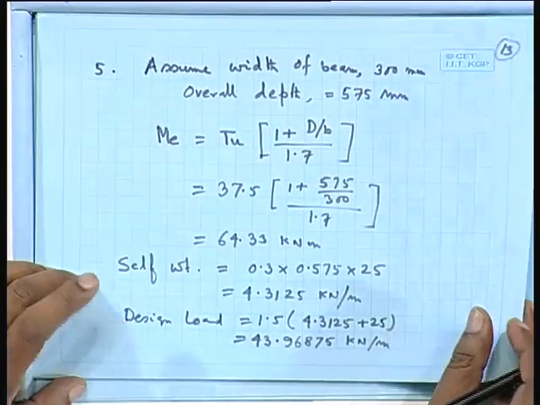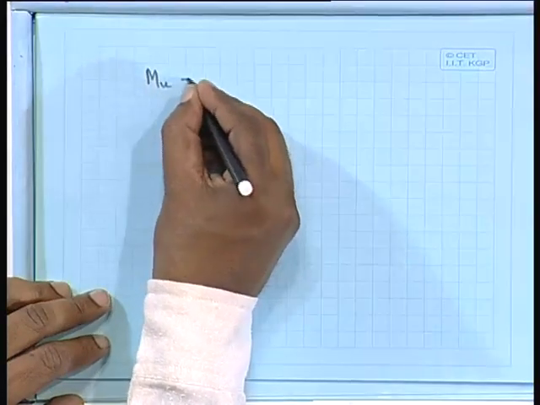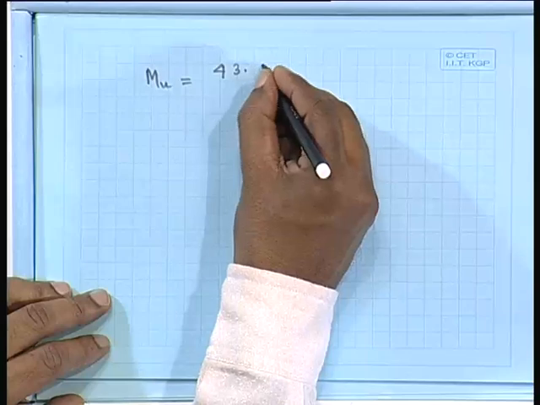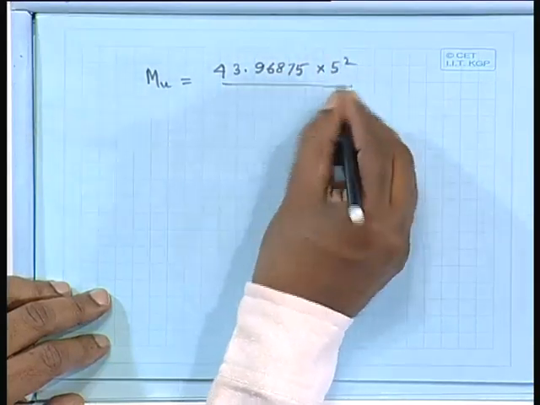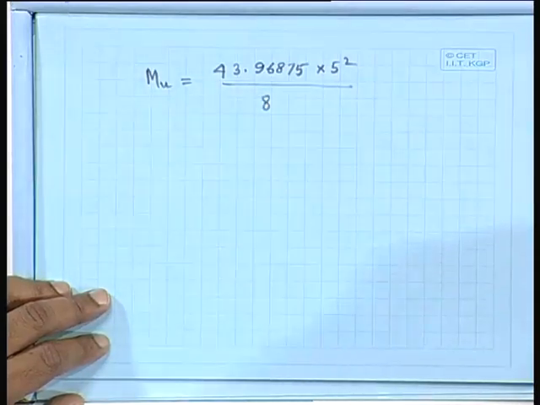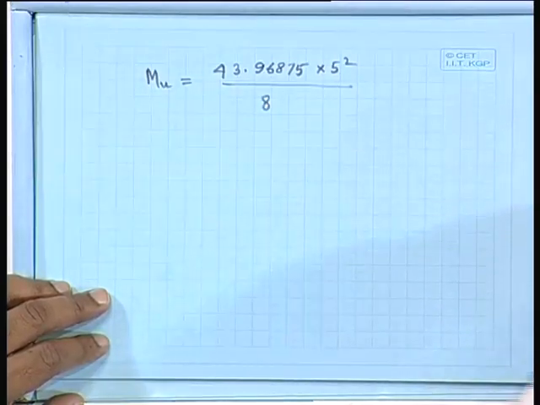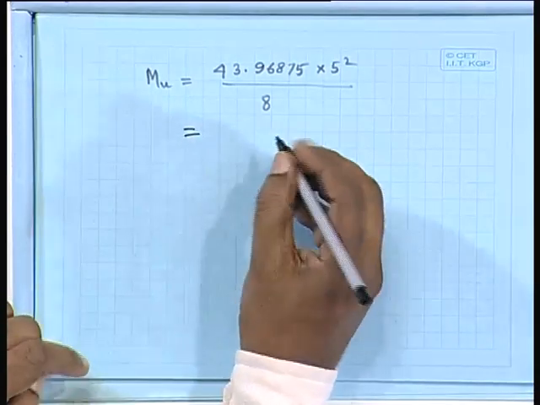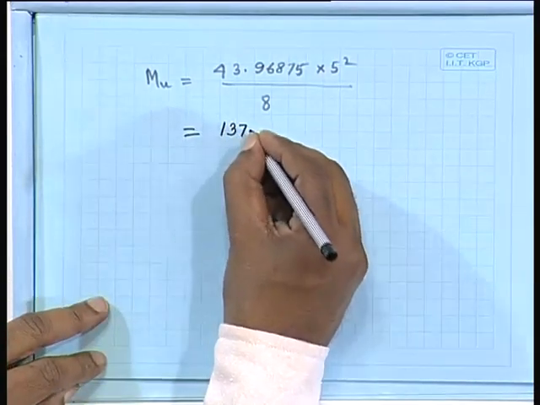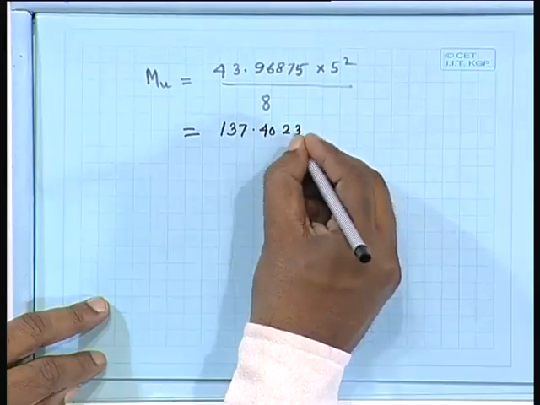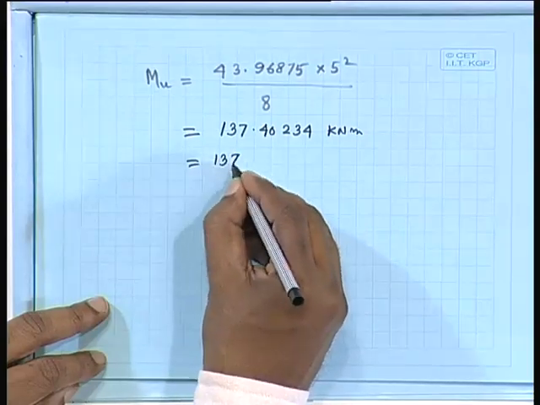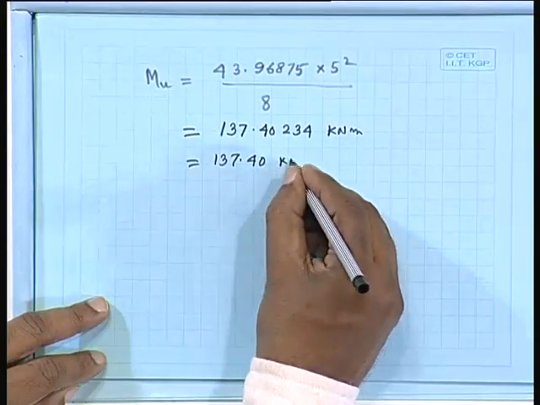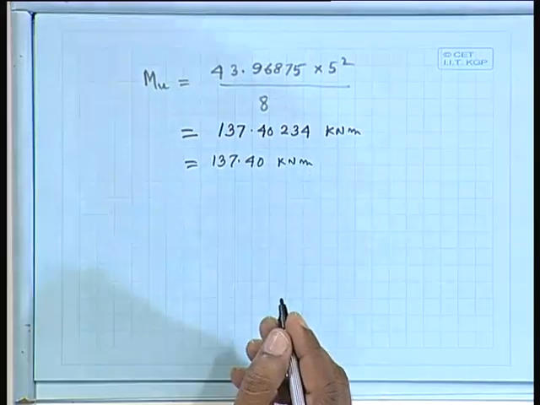So you have got the design load, we can calculate that Mu equal to 43.96875 times 5 square by 8 equals 137.40234 kilonewton meter. Let us say 137.40 kilonewton meter. So we have got Mu.